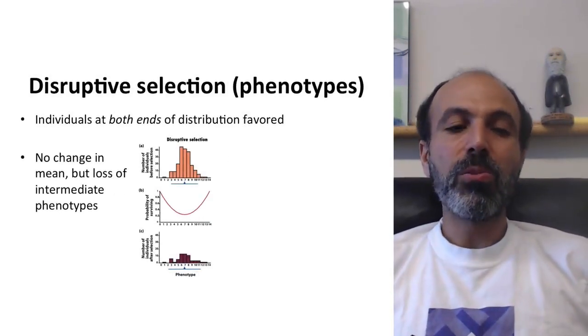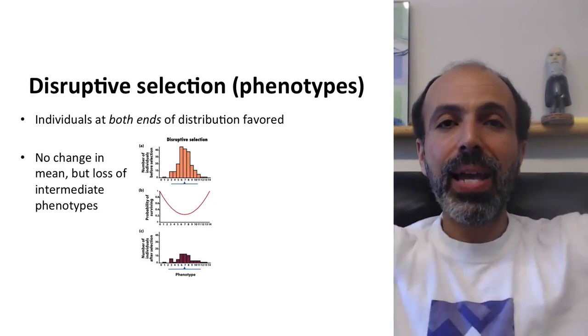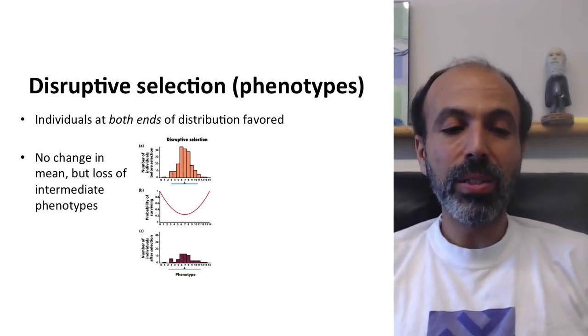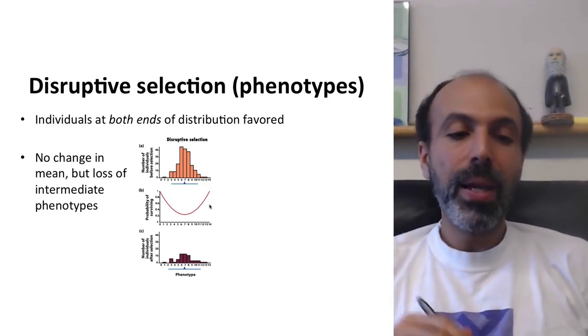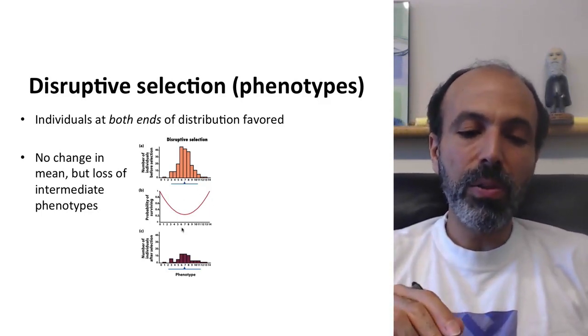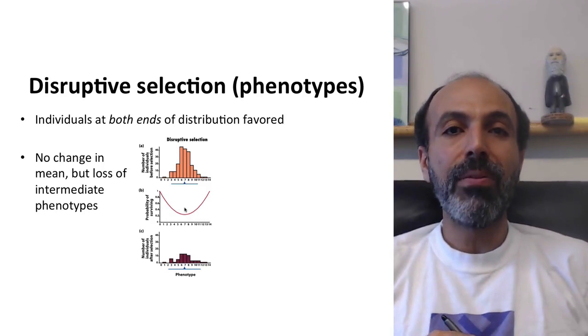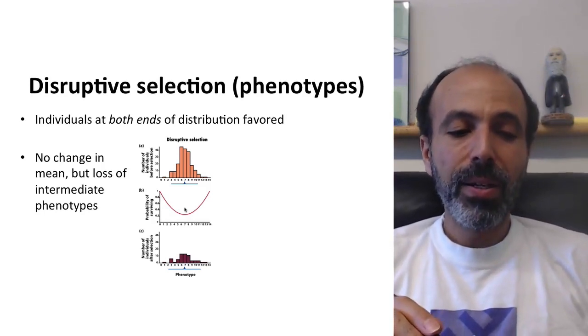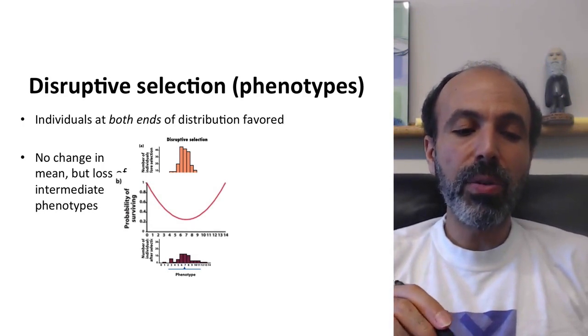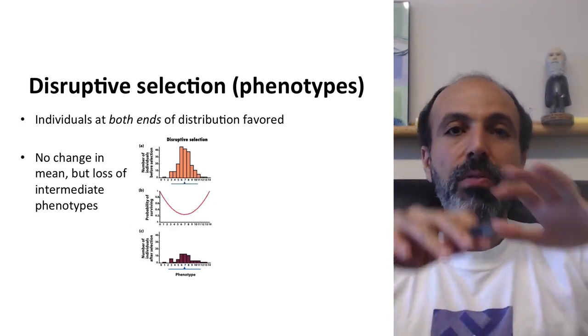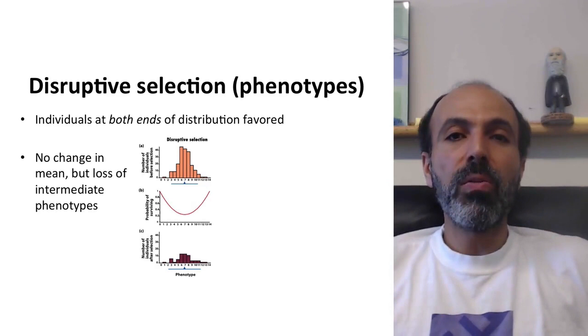Last but not least, disruptive selection. This is basically the exact opposite of stabilizing selection, that individuals at the 2 ends of the distribution tend to be favored. Again, in this case, you have no change in the mean, even though you're losing those individuals that may have the mean values. But you have an increase in those with the extremes, both high and low, and you have a loss of the intermediate phenotypes. So you have basically a greater variance over time.